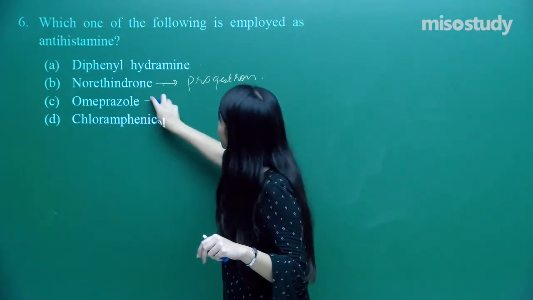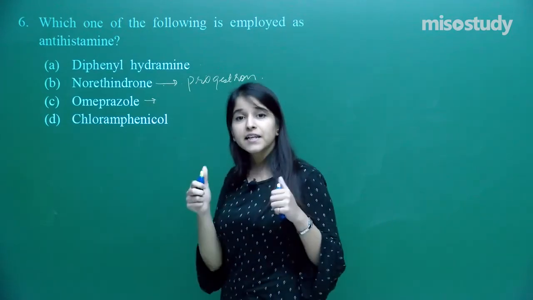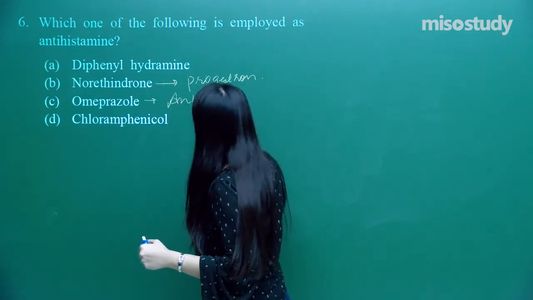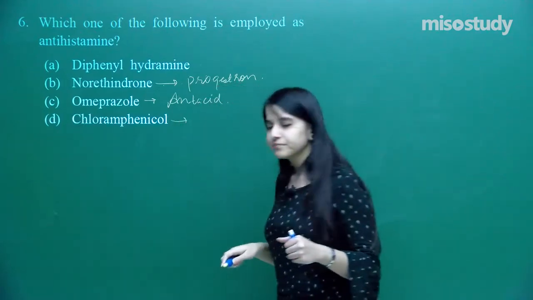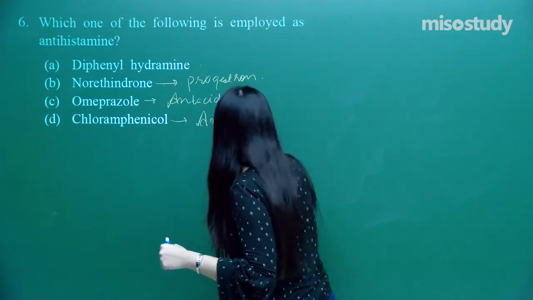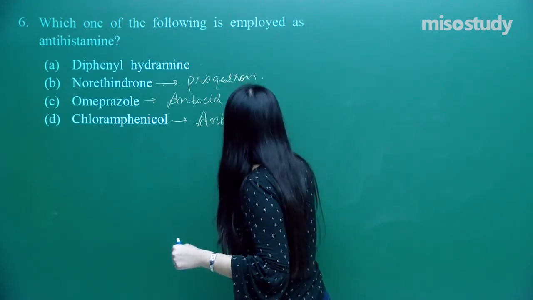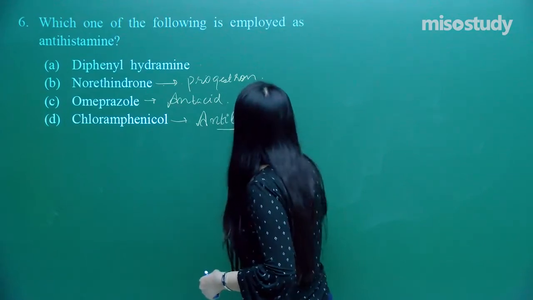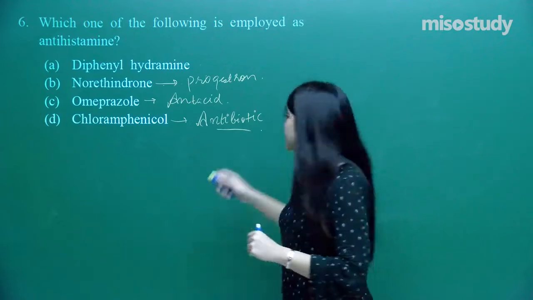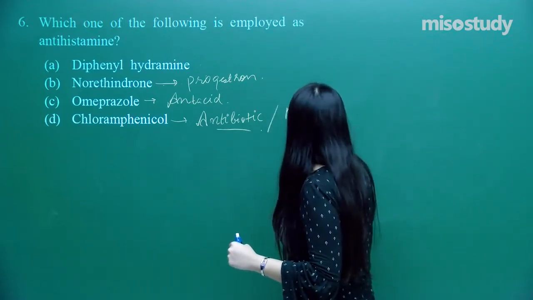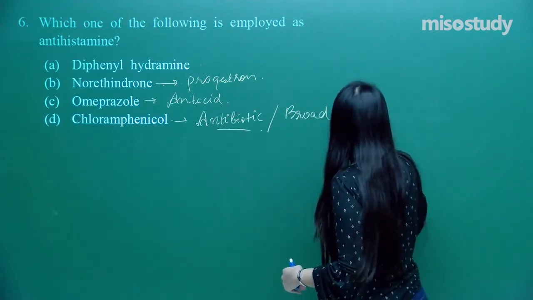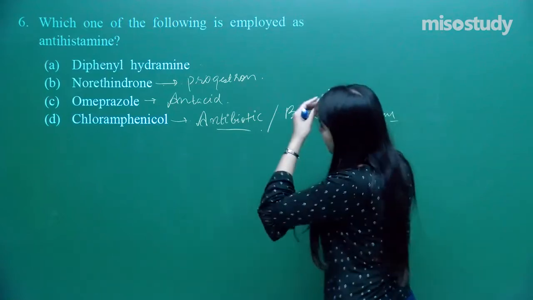What else do we have? Omeprazole. That is the latest kind of antacid that we use. So that is antacids. What is chloramphenicol? Chloramphenicol is actually an antibiotic. So I hope you all have remembered this, and it is also a wide range broad spectrum antibiotic. That means broad spectrum means killing a range of bacteria. So broad spectrum.